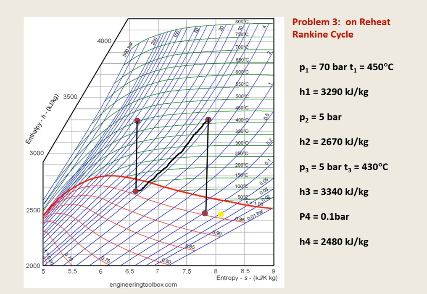So we have seen for 3 different problems how to use the Mollier chart. Of course, for the second problem, the chart does not have the values of enthalpy. The data goes out of the chart. So for problem 1 and problem 3, we have seen how to use the Mollier chart. In the next session, we will see how to use the Mollier chart for solving problems on regenerative Rankine cycle. Thank you.